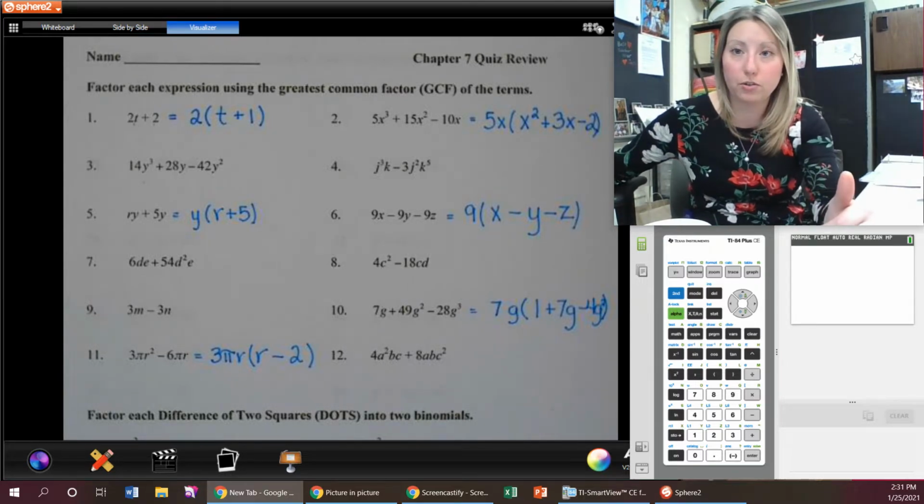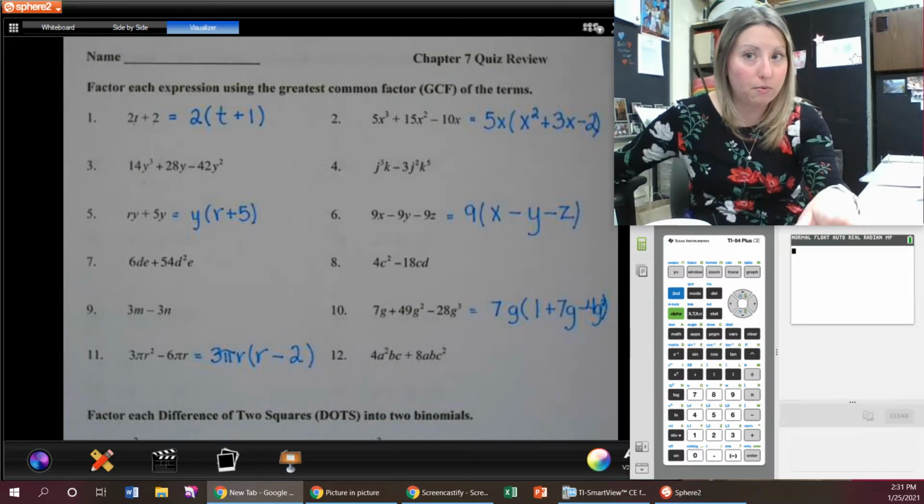Okay, why don't you pause right here, try a couple of GCFs, and then move on to the DOTS, the difference of two perfect squares? Pause right here, try them out, then restart.